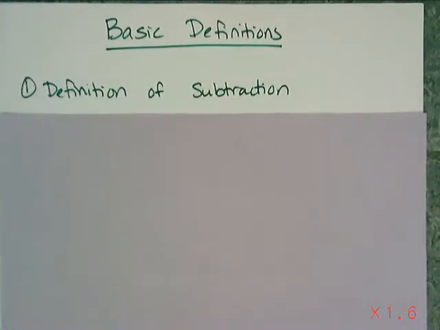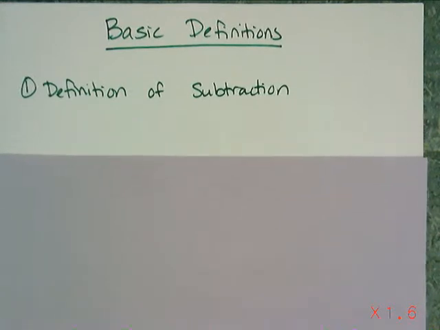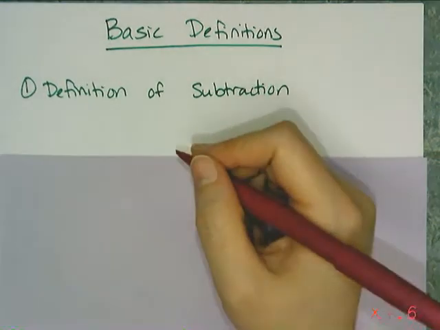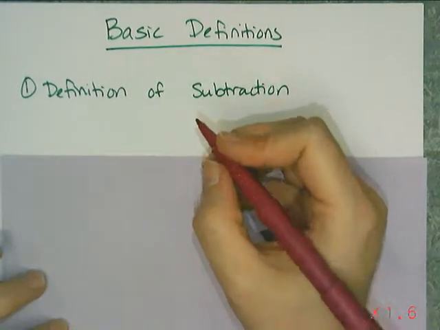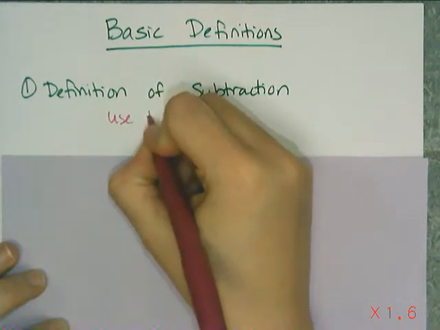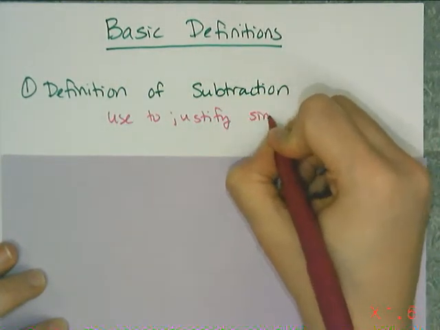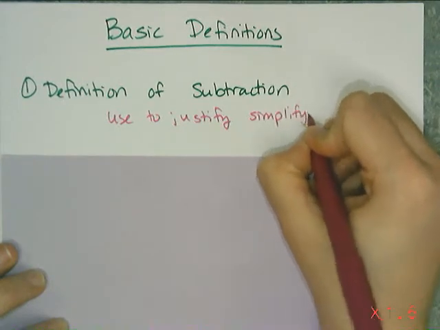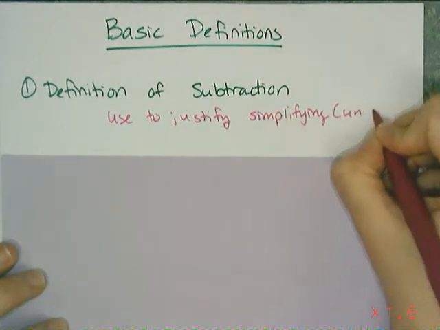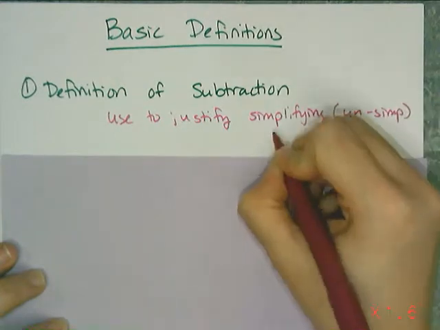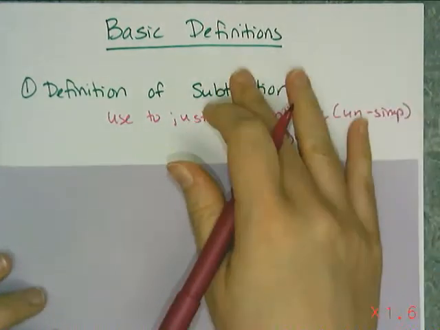And the first one is the definition of subtraction. And we learn this when you study adding and subtracting negative numbers. And you learn the definition of subtraction is adding the opposite. And so we're going to use this to justify simplifying signs or unsimplifying signs.